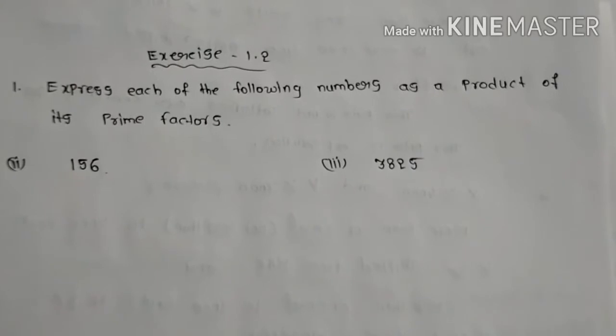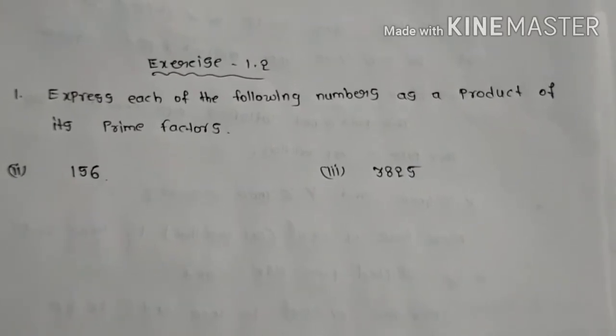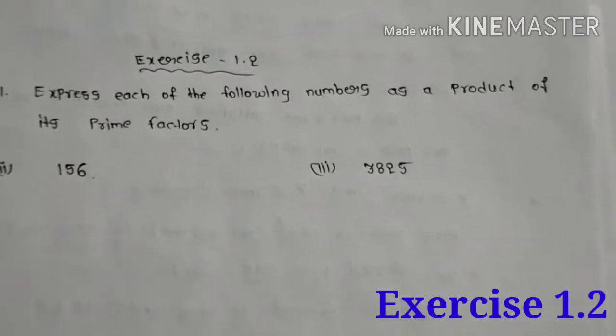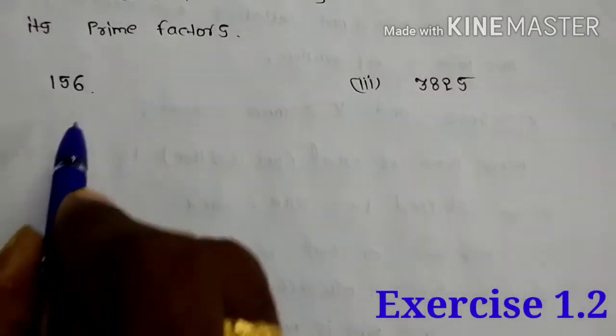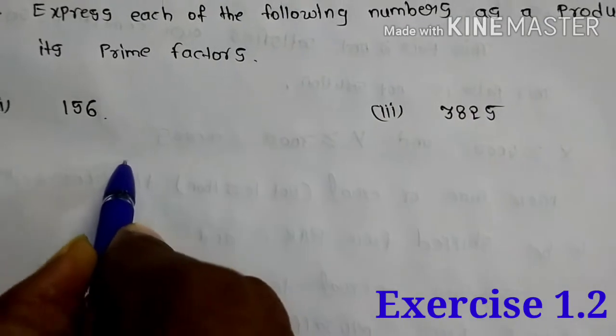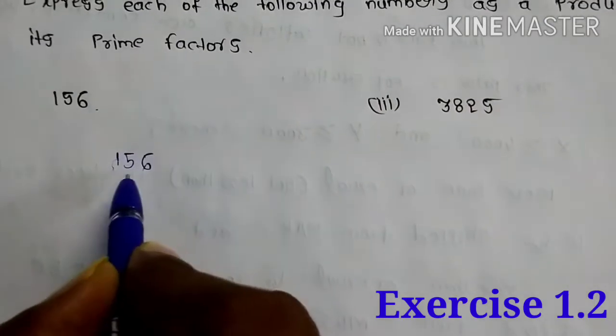Now you can see here exercise 1.2: express each of the following numbers as a product of prime factors. Product of prime factors, you know that. First one you can see here is 156. How can you do it? You know that. See here, the prime factorization method.